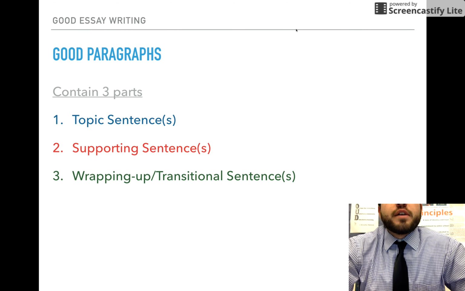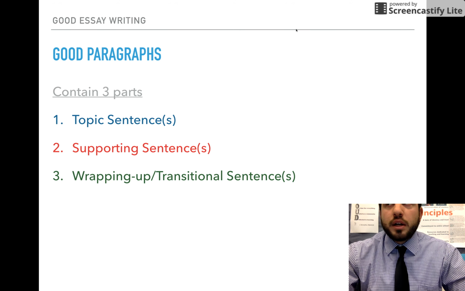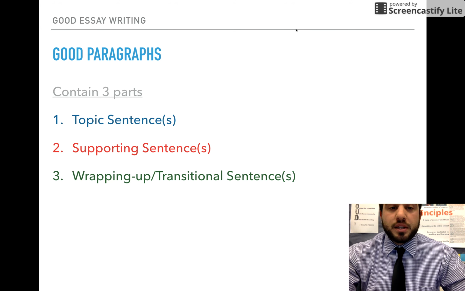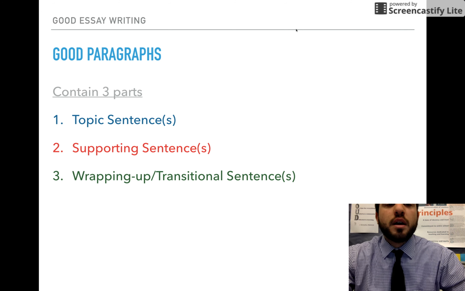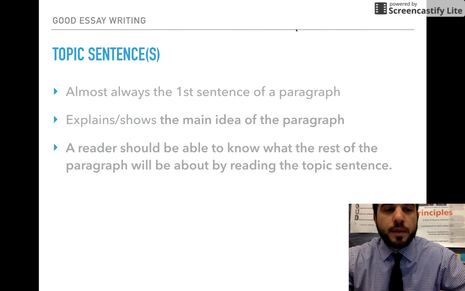So next, we have what is going to be present in good paragraphs. All good paragraphs contain 3 parts. A topic sentence, which is your introduction sentence, a supporting sentence or sentences, which goes into more detail and has evidence to back up what you said in your topic sentence, and then lastly, a wrapping up or transitional sentence, which is sort of like the conclusion of your paragraph. And if we're talking about good flow, it is going to lead into the next paragraph. So I'll get more specific about each of these 3 types of sentences.